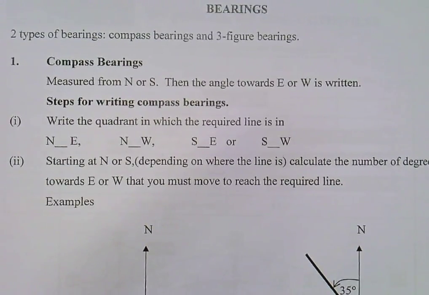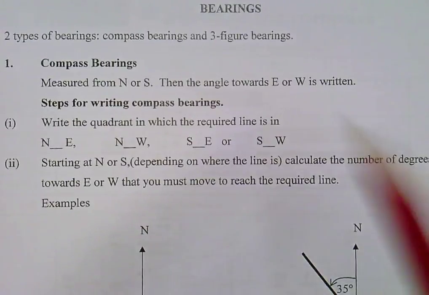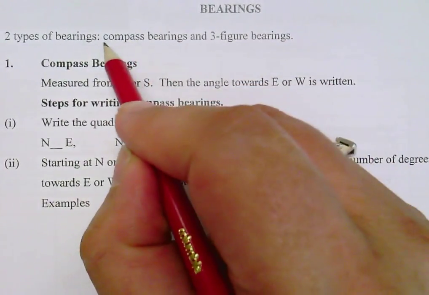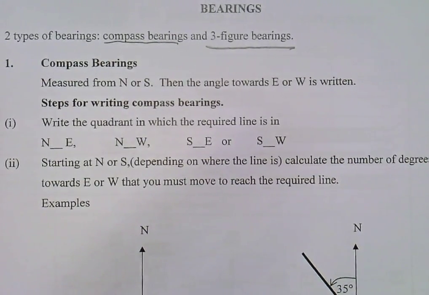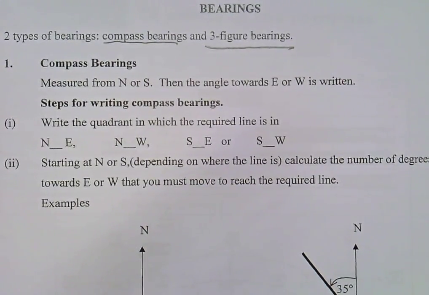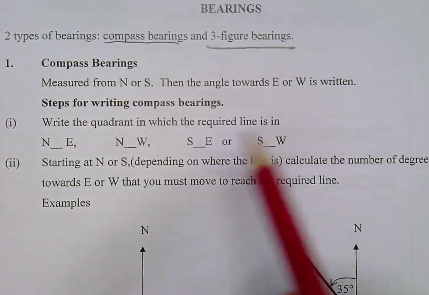Okay, this is just going through the booklet that you've been given on bearings. There are two types of bearings that you can be asked to work with: compass bearings and three-figure bearings. Now, compass bearings you've used them in geography, probably in years 7 and 8.